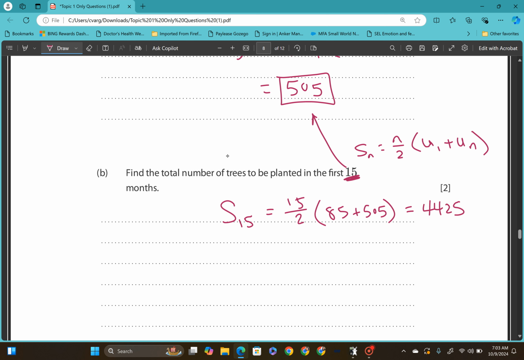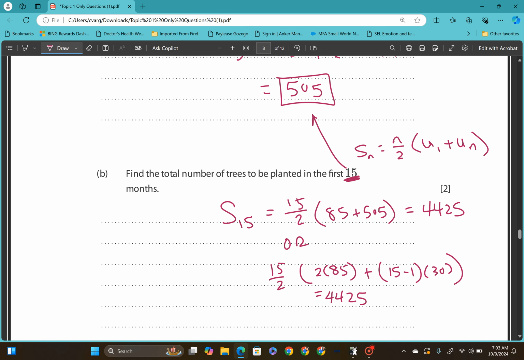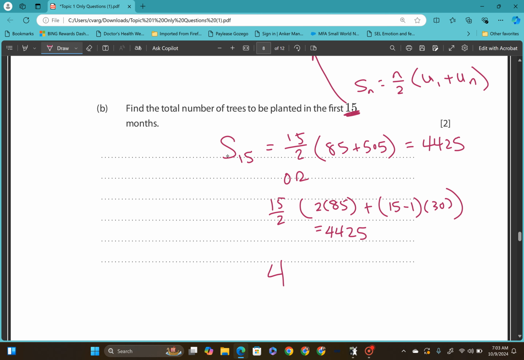Or you could have used the second formula, which is 15 over 2, parentheses 2 times U1, which is 85, plus n minus 1, so 15 minus 1 times 30, which is our common difference. Either formula you used, you still get the same answer, 4425. Then we round it to three significant figures, which is 4430. So that's our final answer. If you wrote 4425, you would not be marked wrong.